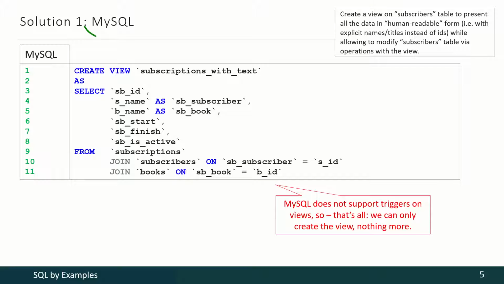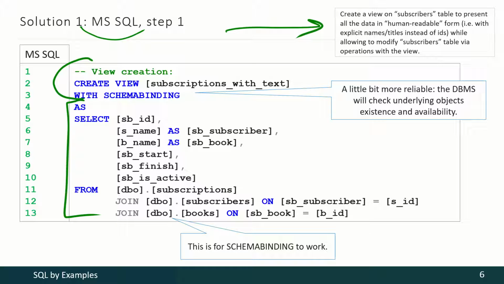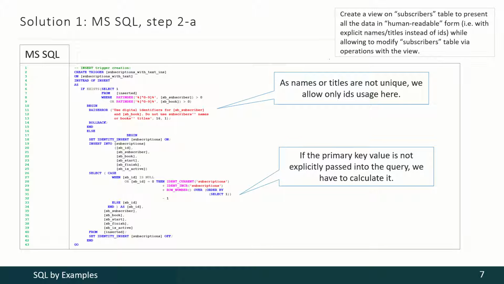As usual, we shall start with MySQL, and we remember that this DBMS does not support triggers on views, so that's all. We can only create the view and nothing more. But with Microsoft SQL Server, we may execute all required operations. First, we have to create the view, and that view is based on this query, and this query will produce us that data.